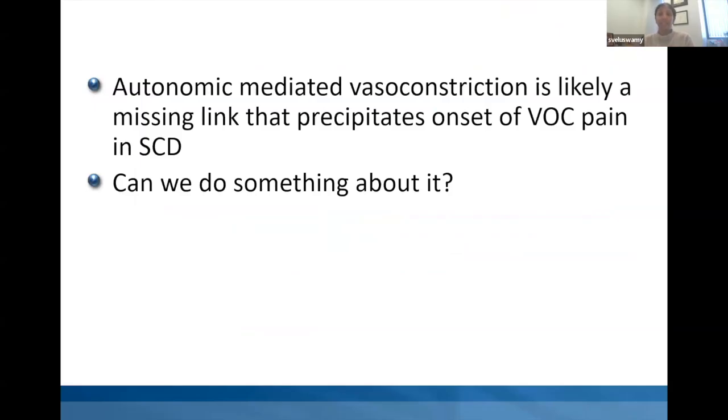That was really something that helped us move forward with our next question. Now that we know that this vasoconstriction, or decrease in blood flow, is likely a missing link that might precipitate the onset of a VOC, or pain, in sickle cell disease, is this something that we can harness? Is this something that we can actually do something about?